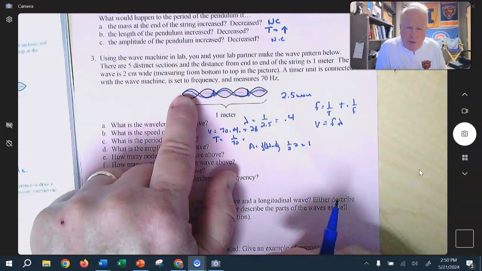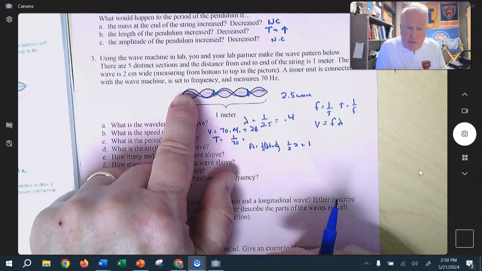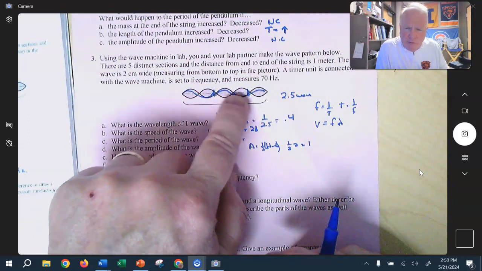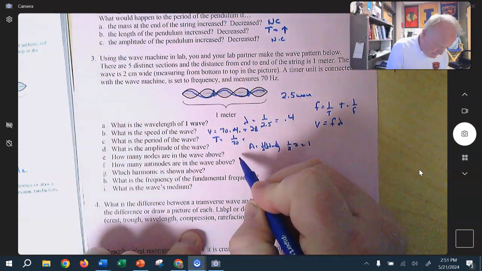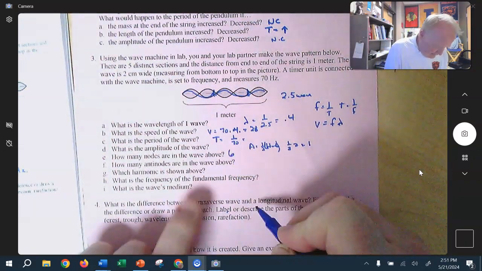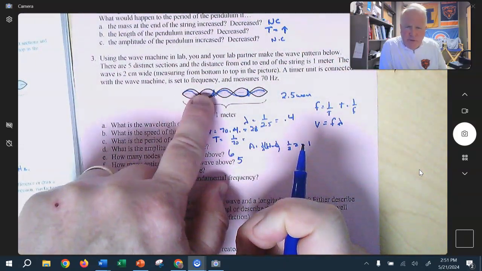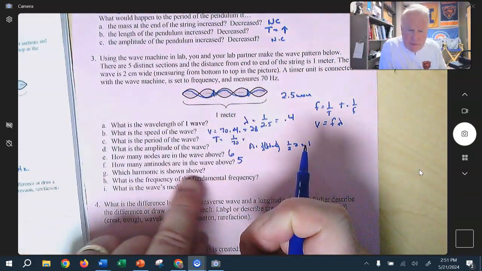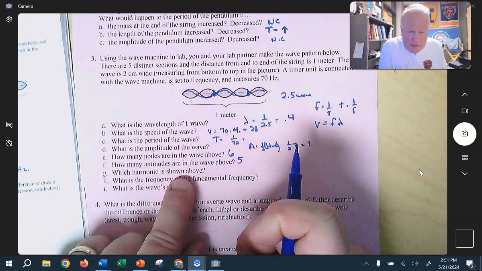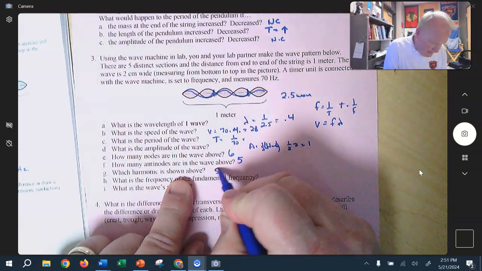Okay. How many nodes are in the wave? A node is where it's like not moving at all. So 1, 2, 3, 4, 5, 6 nodes. How many antinodes? There's always going to be one less. So 1, 2, 3, 4, 5 bumps. What harmonic is shown? It's the fifth harmonic.